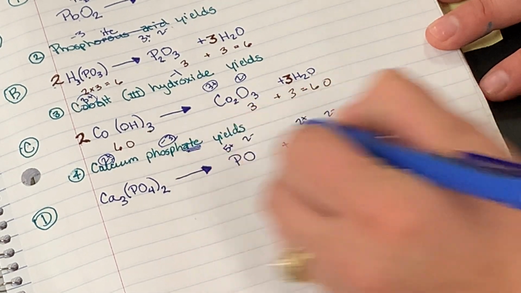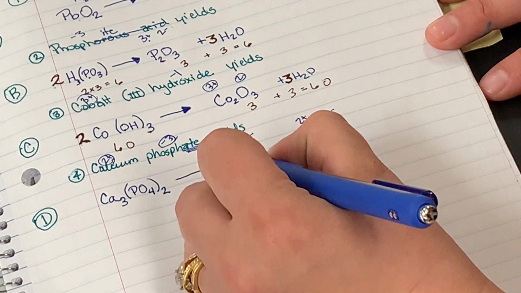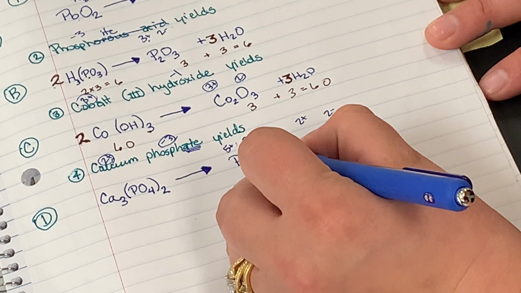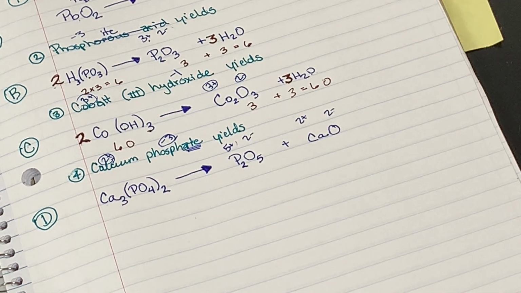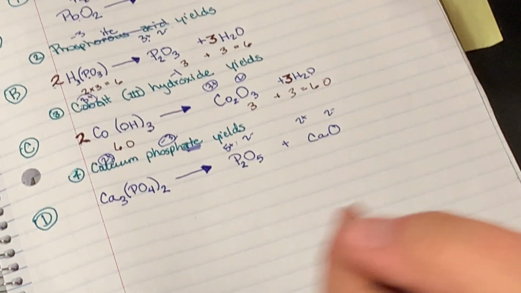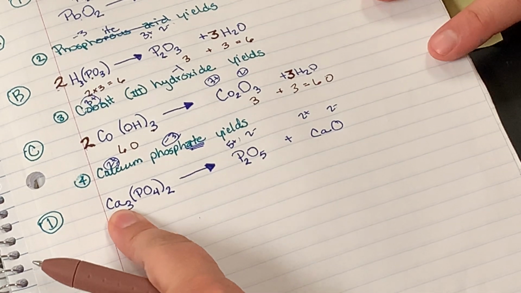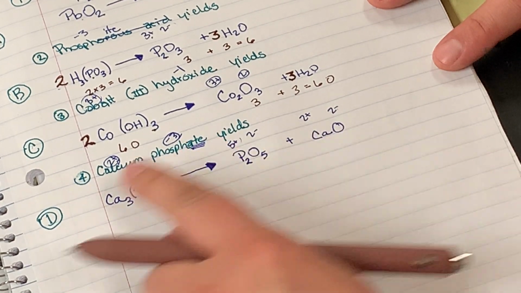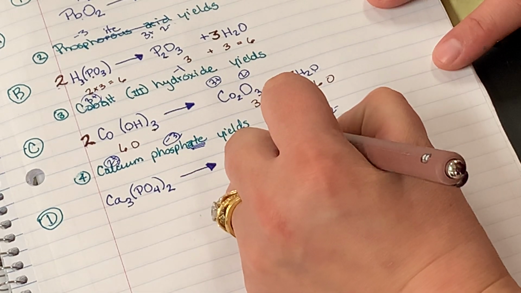Oxygen, of course, is always 2-. So we're going to take the 2 from the oxygen, give it to the phosphorus. The 5 from the phosphorus goes to the oxygen. So this would be diphosphorus pentoxide. Okay? And then, of course, the last step here is to balance our equation. So let's start with our metal. We have 3 on the left and 1 on the right. So I'm going to multiply this by 3.